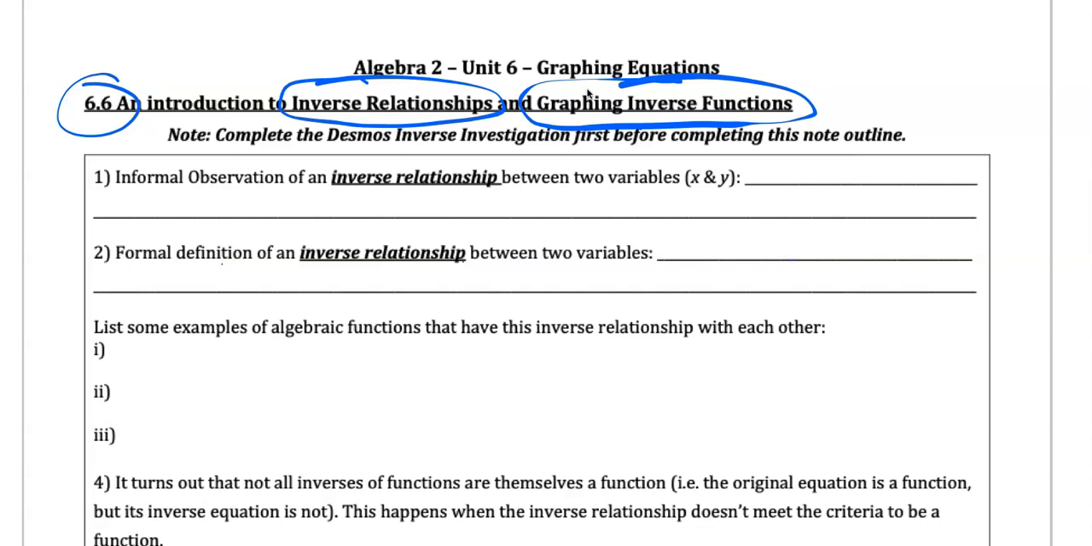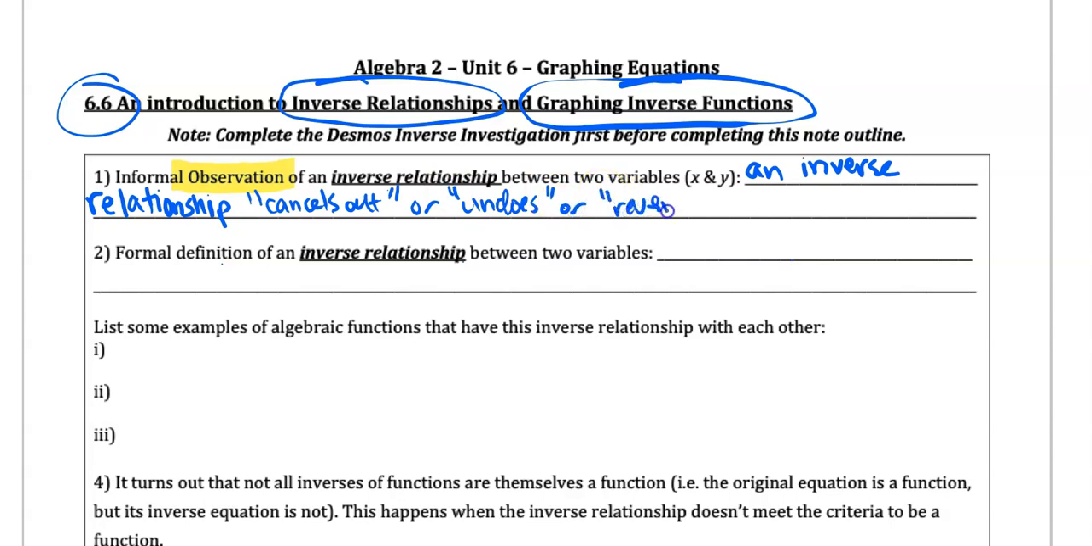Okay, so hopefully you had a chance to complete the Desmos investigation before watching this video. And hopefully you were able to make some informal observations about what an inverse relationship is and what it does, just through walking through that Desmos activity. And here I just want you to state informally what you observed. So hopefully what you observed was that an inverse relationship, in a sense, cancels out or undoes or reverses the operations of the original function.